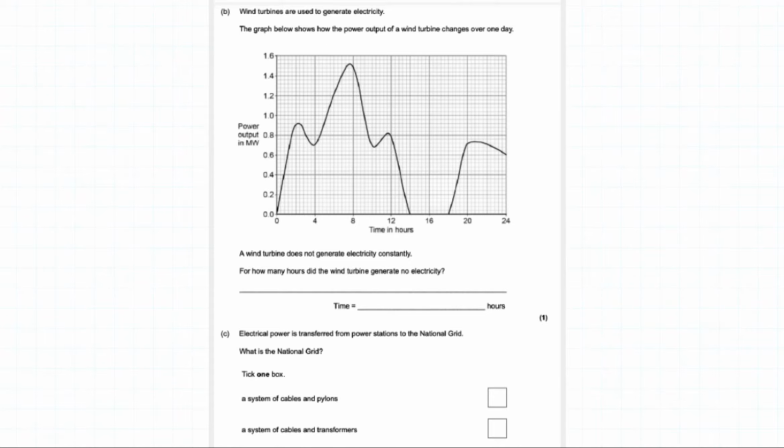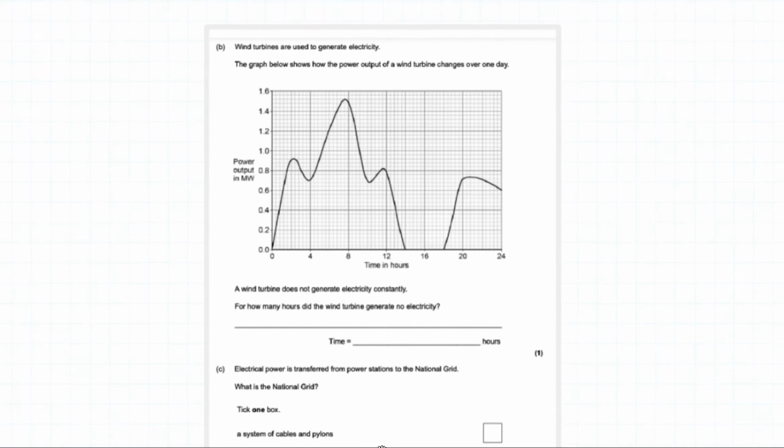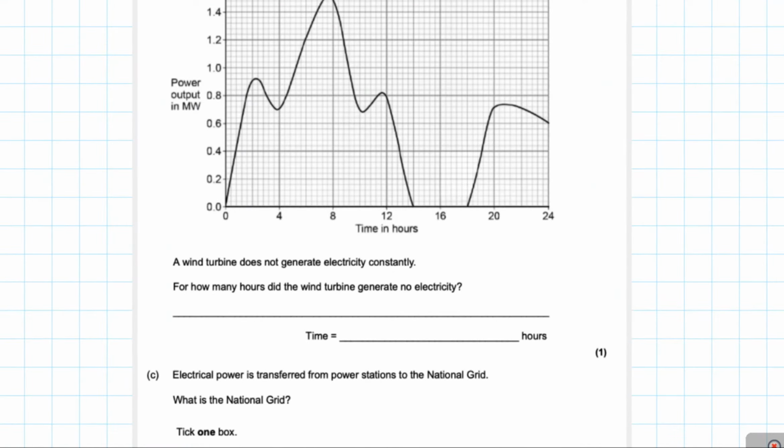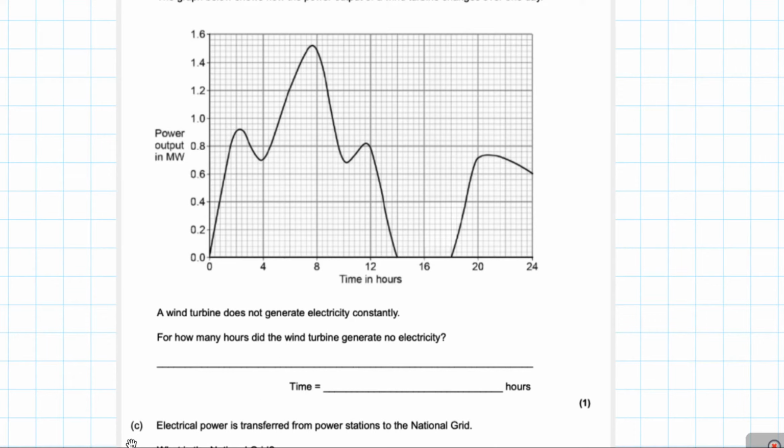Part B, wind turbines are used to generate electricity. The graph below shows how the power output of a wind turbine changes over the day. A wind turbine does not generate electricity constantly. For how many hours did the wind turbine generate no electricity?